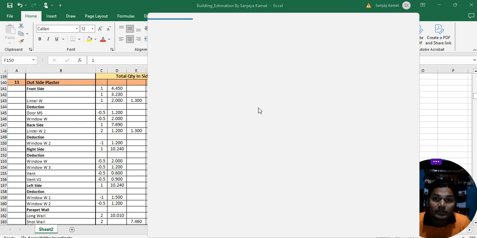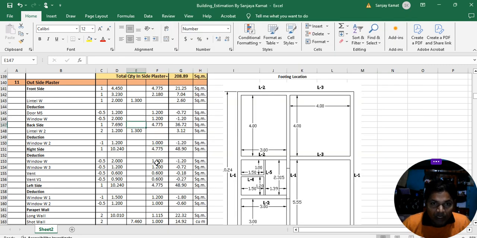Till now I have not opened my calculator. I was thinking I would show you in the calculator, but you can take a calculator and multiply this. If you cannot, you can ask me in the next video by commenting in the comment box. Now we have to do the deduction.